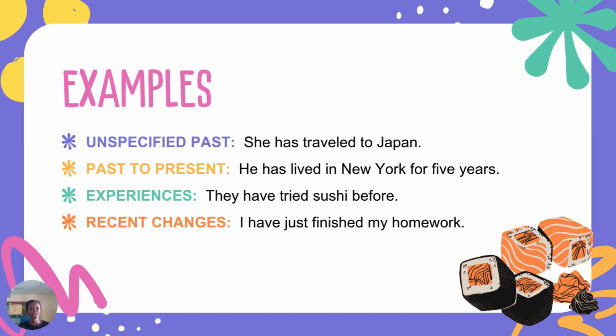Past to present, we have he has lived in New York for 5 years. The present perfect tense is has lived, and this is telling us that this person has lived in New York and is still living in New York for about 5 years now. Then we have experiences. They have tried sushi before. Recent changes. I have just finished my homework. For experiences, the present perfect tense there is have tried, and for recent changes, have just.